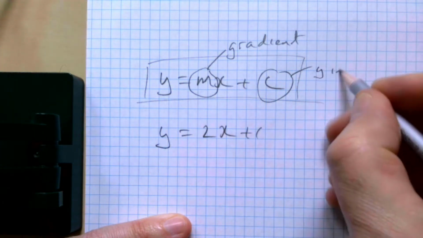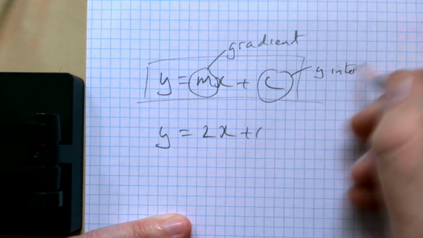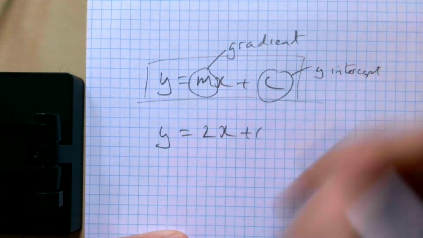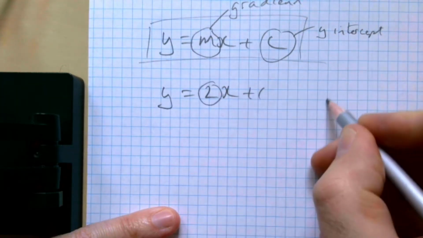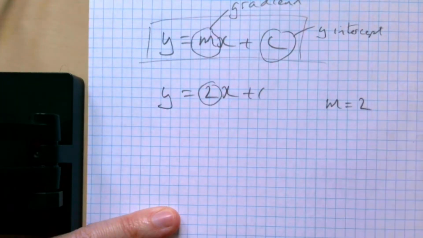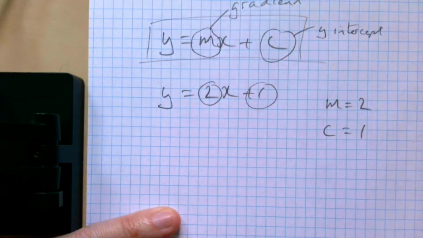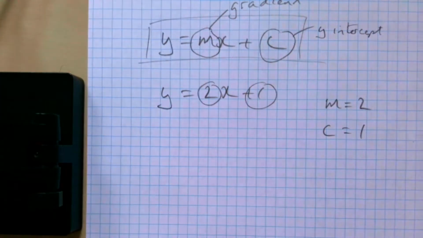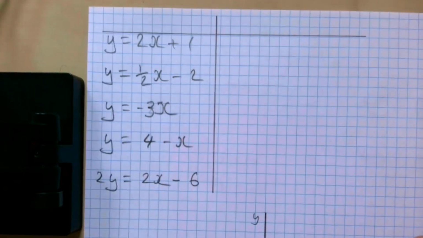So what does that mean? That tells you where this line, when plotted, crosses the y-axis. In this particular case here, the gradient or steepness is 2, so the m is 2, and the y-intercept is 1. That means it crosses the y-axis at 1. So I'm just going to take you through 5 examples here. We'll plot them and see if we can work out how it goes.